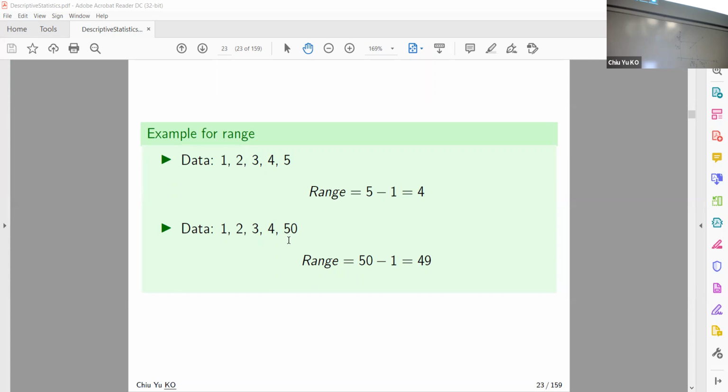Remember, I think a few weeks ago, the talk about Occupy Wall Street, right? They talk about the 99% versus 1%. That's about the range, talking about how rich those rich people are. So we talk about the range, not the interquartile range, because the 1% will not be in the interquartile range. So range sometimes does have some important component there.